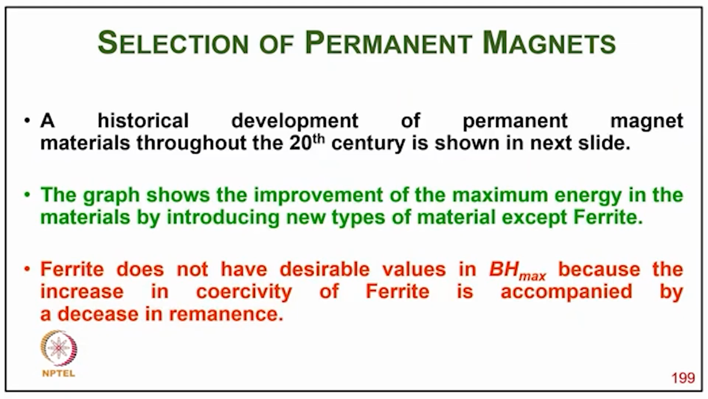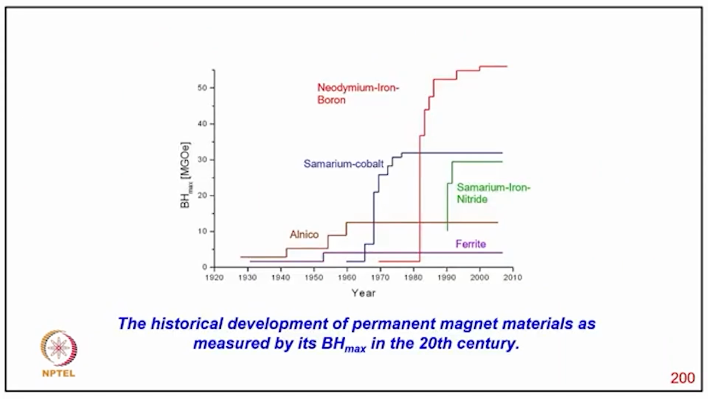The historical development of the permanent magnet material throughout the 20th century is shown in the next slide. The graph shows the improvement of the energy in the material by introducing new types of material, except ferrite. Ferrite does not have a desirable value of this because of the increased coercivity of ferrite according to the decrease in remanence.